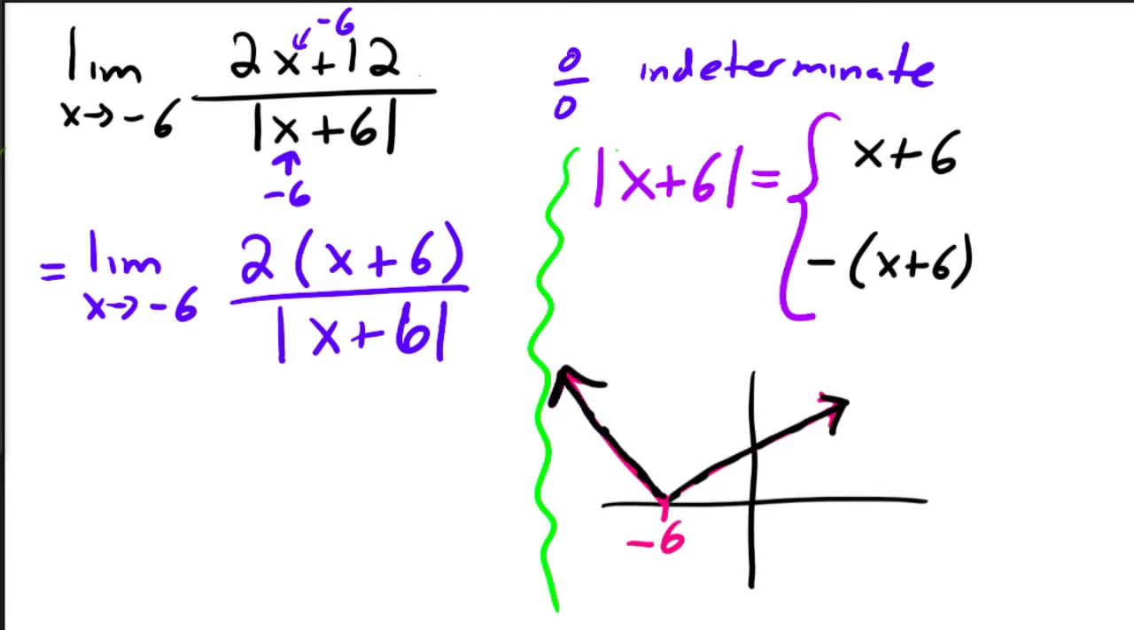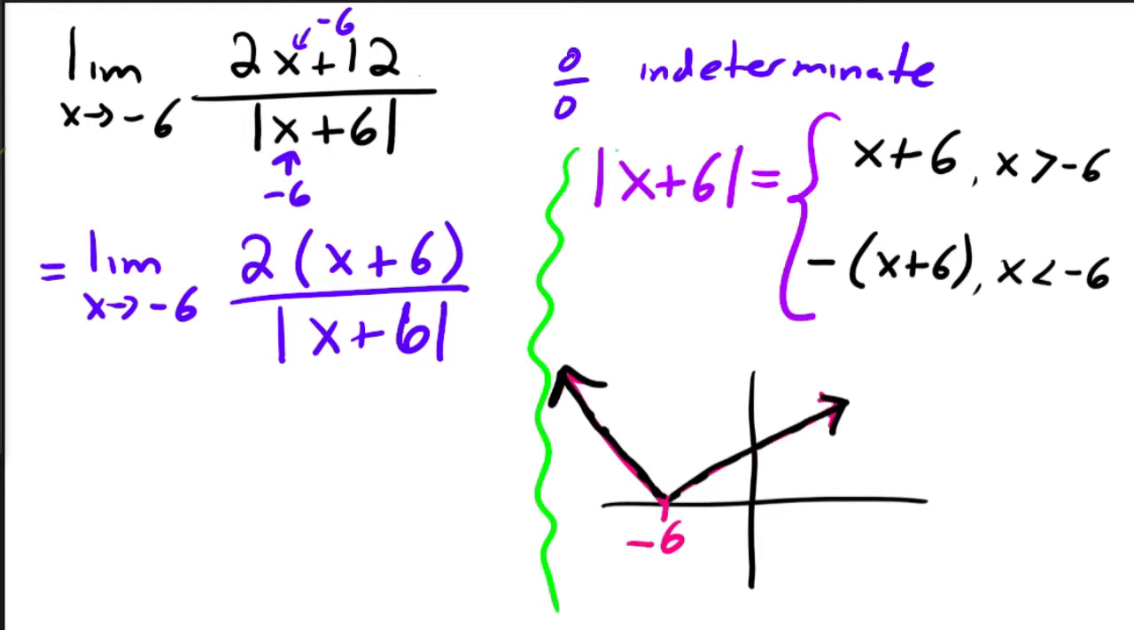Then the question is, well, for what values? Well, from this picture that I drew, you can see that you use positive x plus 6 when x is greater than -6, and use negative x plus 6 for values of x that are less than -6.